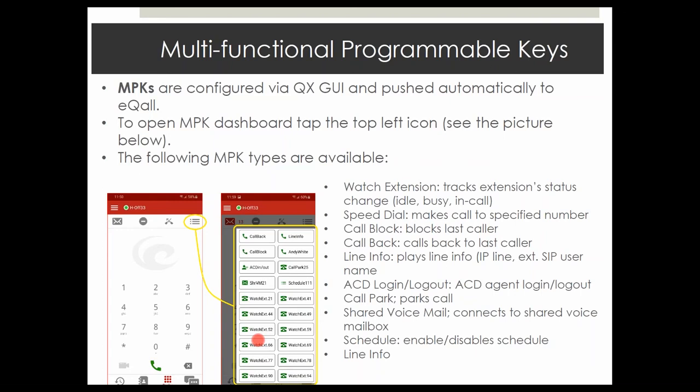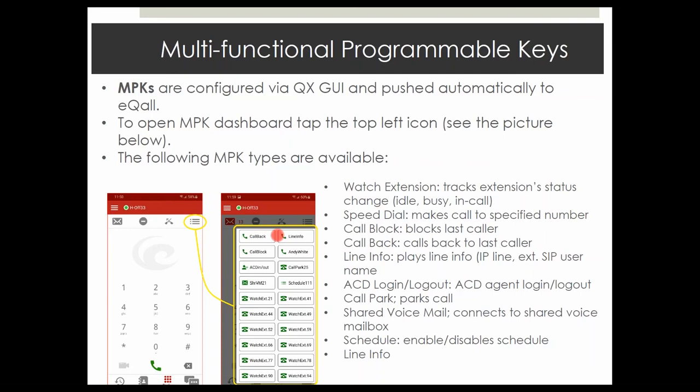You can have a button for calling back a missed call. You can have a button for blocking the last caller. You can have speed dial buttons, and these can be any number, including, which is very practical, conference rooms. So if you have audio conference rooms, you can use them on speed dial to get to them a lot faster.